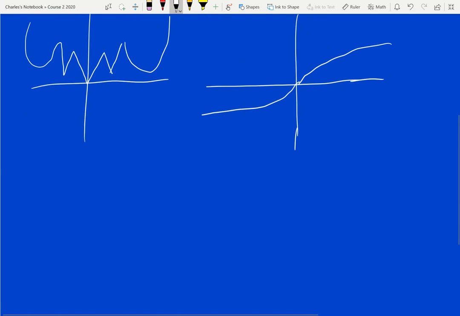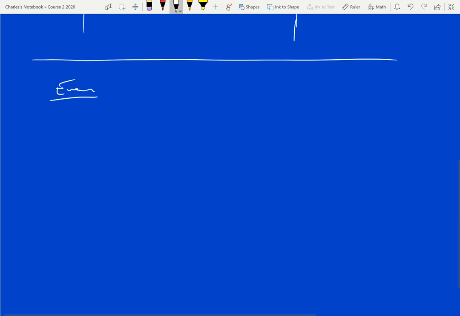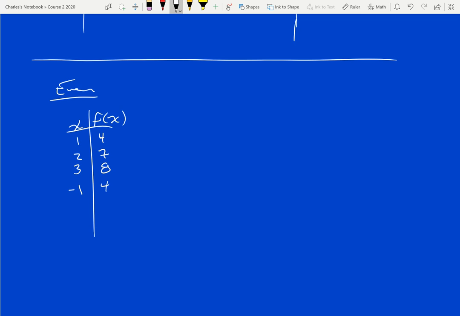Okay, so what's the rule for even and odd functions? If I have an even function, and let's say I'm going to think in terms of a table, and let's say I put a couple numbers into the even function, like, maybe 1, 2, and 3, and I get a couple different numbers out, like 4 and 7 and 8. What makes it an even function is that when I put -1 in there, I'm going to get the same thing out. I'm going to get 4. When I put -2 in there, I'm going to get 7 out. When I put -3 in there, I'm going to get 8 out.